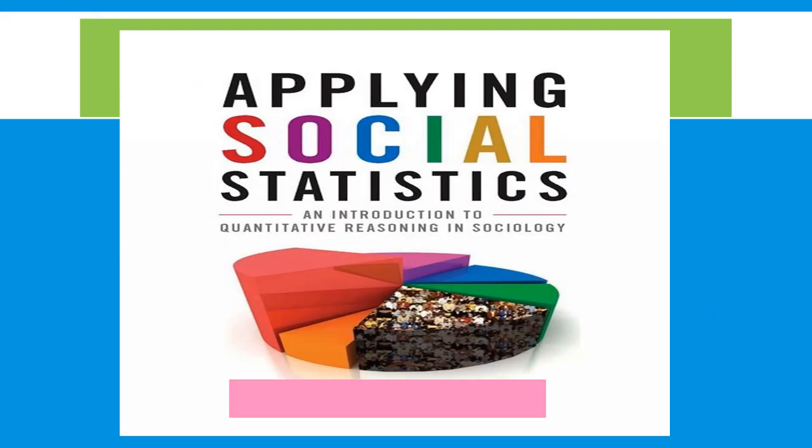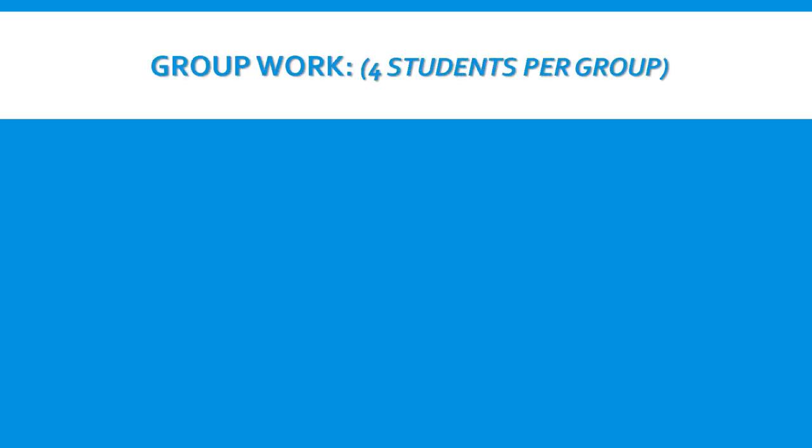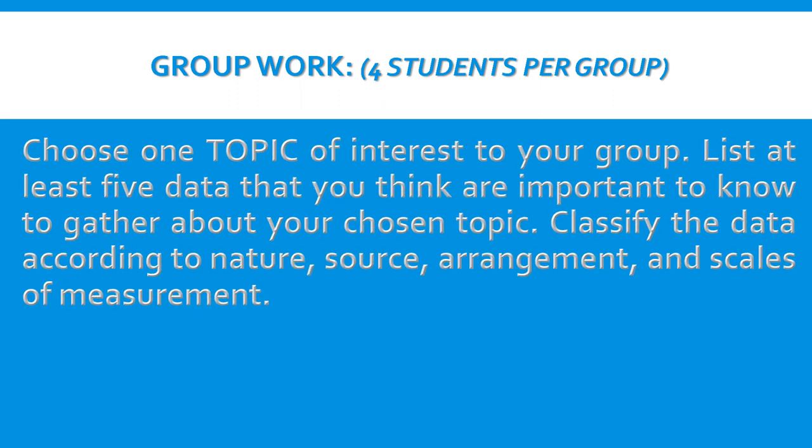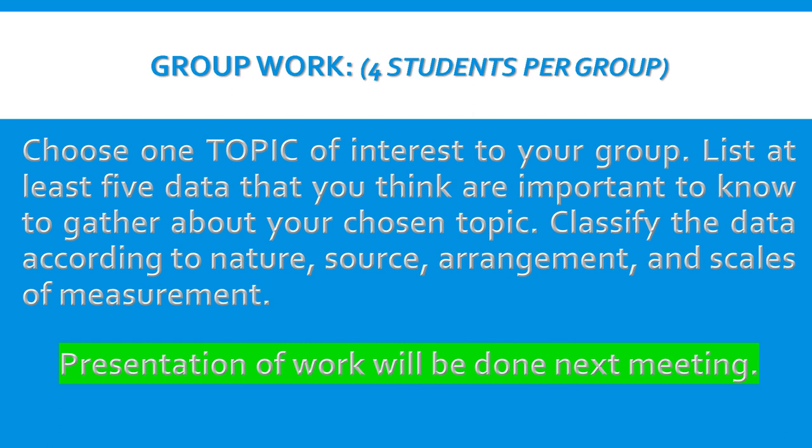So for your reinforcement of what you have learned today, we're going to apply social statistics, which is an introduction to quantitative reasoning in sociology. So I want you to group yourselves into 4 and choose one topic of interest to your group. List at least 5 data that you think are important to gather about your chosen topic, and then classify the data according to nature, source, arrangement, and scales of measurement. Presentation of work will be done next.